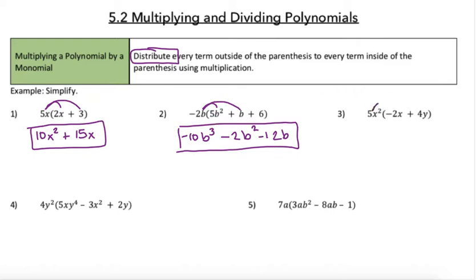On number 3, distribute in. 5 times negative 2 is negative 10, and 1, 2, 3 x's being multiplied make it x cubed. Distribute here, 5 times 4, we get a positive 20. x squared times y can't be combined, so we just bring that down. This would be considered our final answer because we can't combine anything with a y when we have x's here.